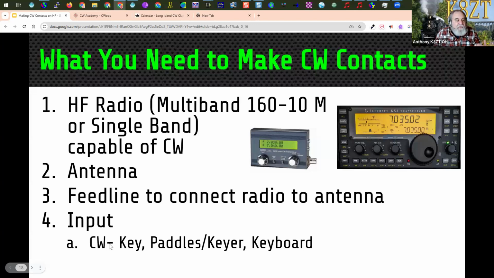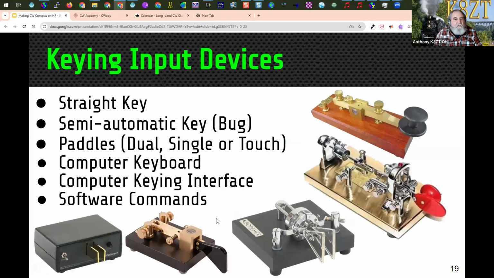And you might think, well, that's simple, just like talking in the microphone. There's really only one way to do it. Well, there's a number of ways you can have your radio put out a CW signal. So we'll go through those in a moment.